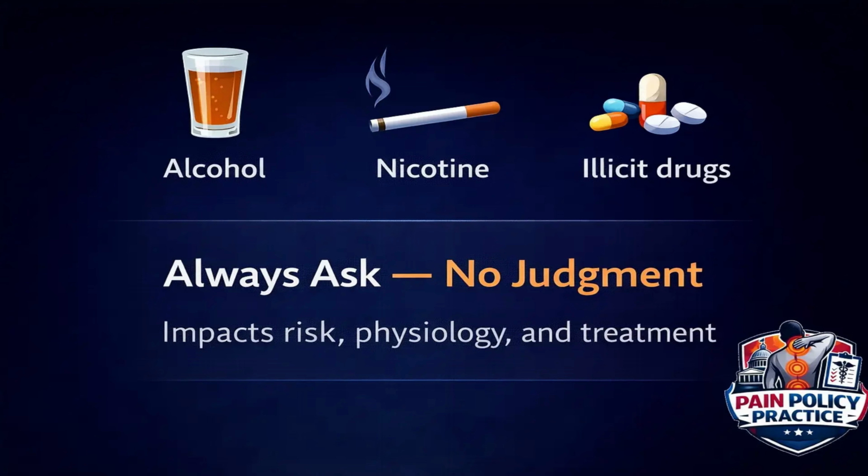Next is substance use history. Another absolutely critical and sometimes uncomfortable part of the history is to inquire about substance use. You must always ask about alcohol use, nicotine use, and any illicit drugs. It's not to judge the patient, but to understand the risk, physiology, and treatment response, because substance use can alter pain perception, impact medication, and increase the risk with opioid therapy.